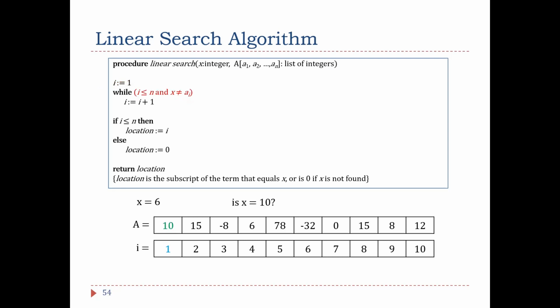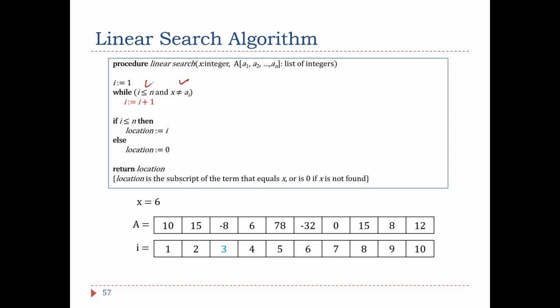Okay, so is x equal to 10? No, actually. And then when we increase i by 2, we'll be looking at a number 2, which is 15, and a number 2 is actually different than 6. So this condition is true. And i, which is equal to 2, is less than or equal to n, which is 10. Okay, so both conditions are true.